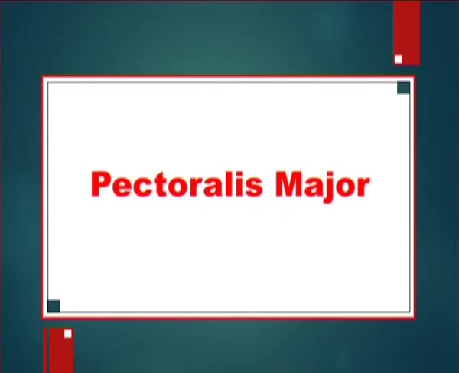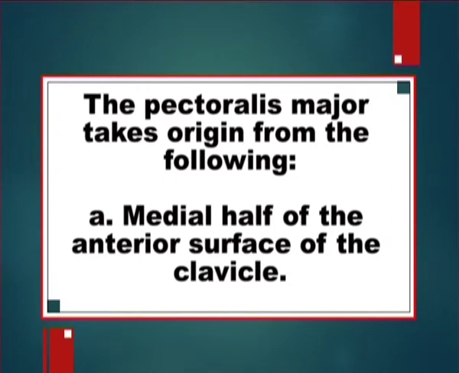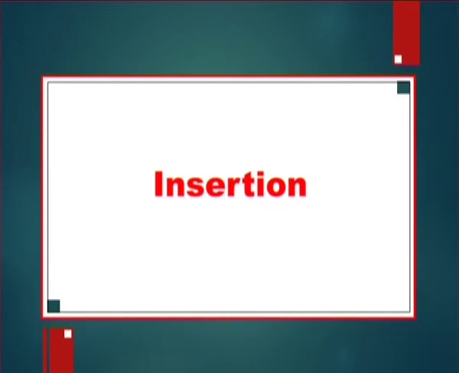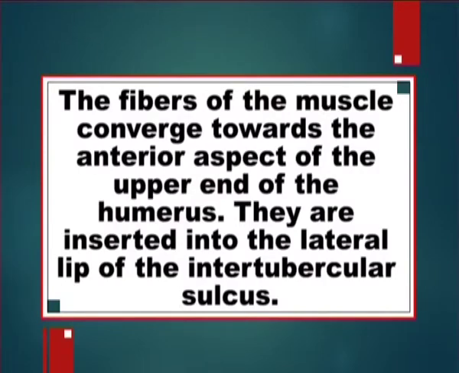Pectoralis Major. Origin. The pectoralis major takes origin from the following: medial half of the anterior surface of the clavicle, the anterior surface of the sternum, the medial parts of the upper 7 costal cartilages, the aponeurosis of the external oblique muscle. Insertion. The fibers of the muscle converge towards the anterior aspect of the upper end of the humerus.